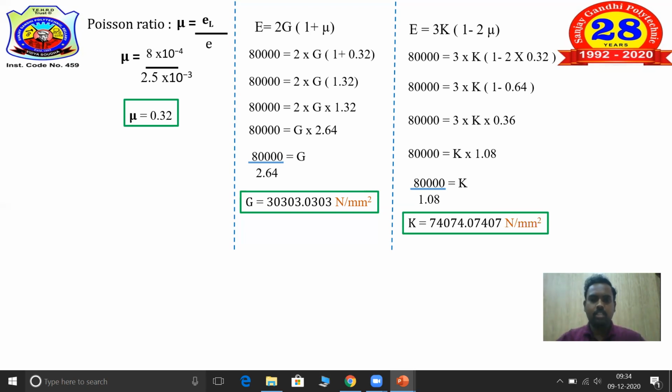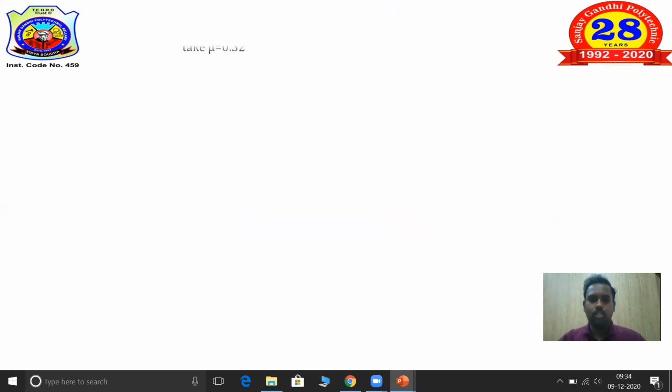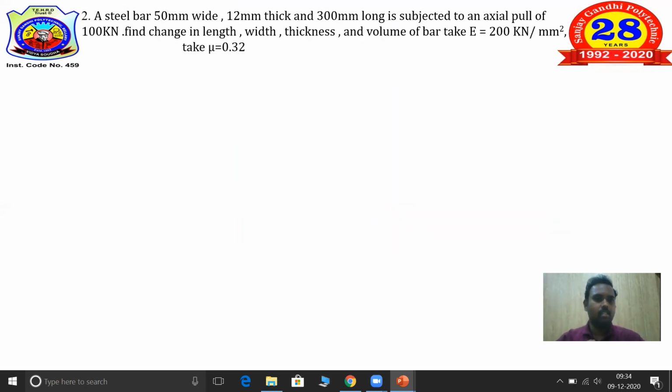Okay, I hope you have understood this problem, and let's move on to the next question, students. Right now the question is on the screen. Let me read out the question. A steel bar 50 mm wide, 12 mm thick, and 300 mm long is subjected to an axial pull of 100 kilonewton. Find change in length, width, thickness, and volume of the bar. Take E equals 200 kilonewton per mm square. Take mu equals 0.32.